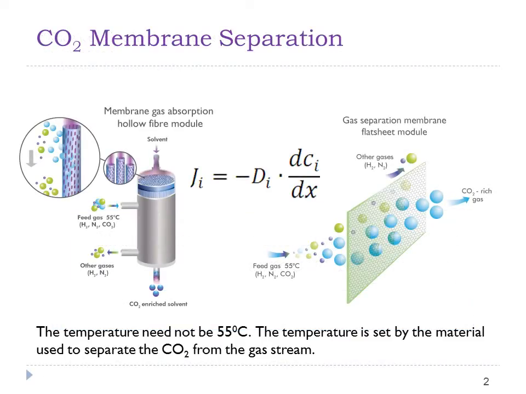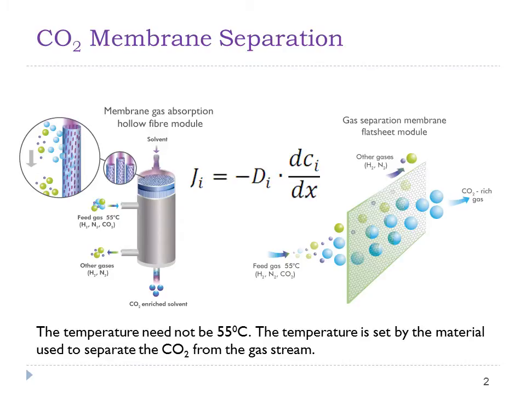So Fick's law is that the flux of species i is proportional to the diffusivity. In this case, normally i is the CO2, though it could be a species that we don't want, let's say maybe nitrogen. So here we would say the flux of CO2 is equal to minus the diffusivity of CO2 times the derivative of the concentration of CO2 with respect to x. So it's the gradient in the concentration that is driving a flux.